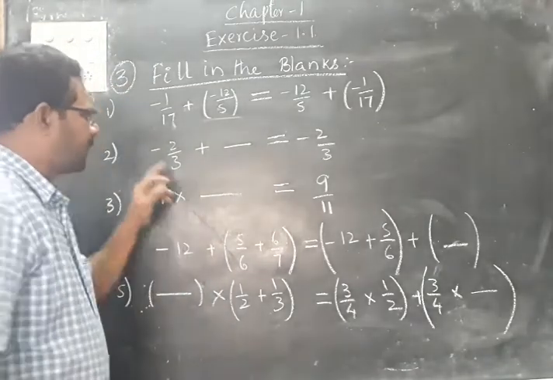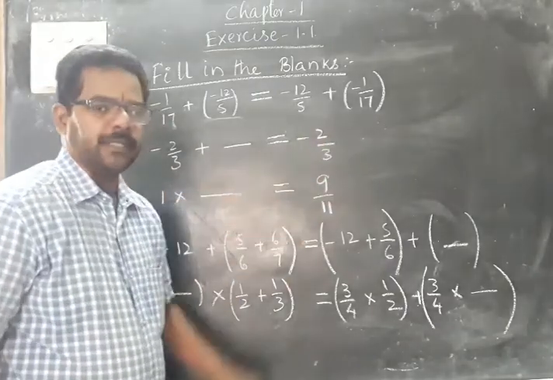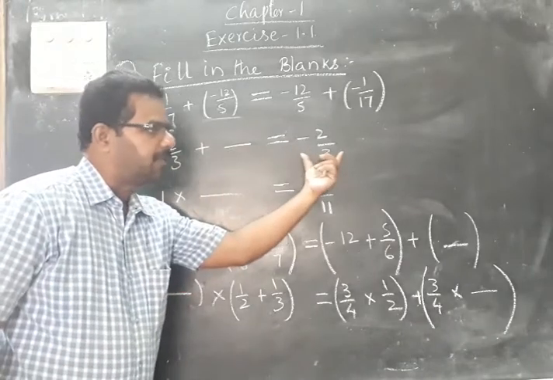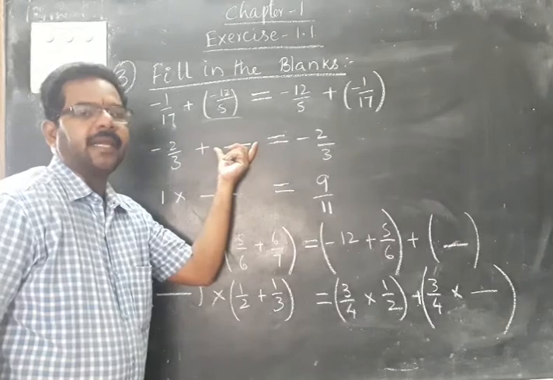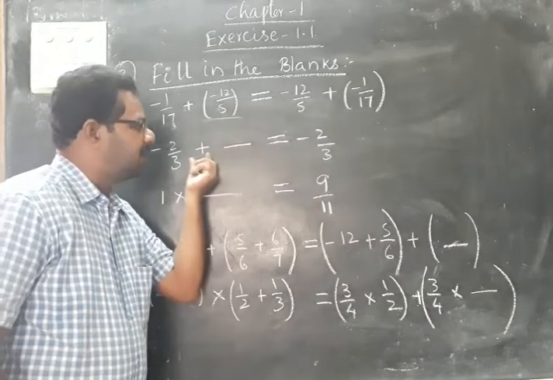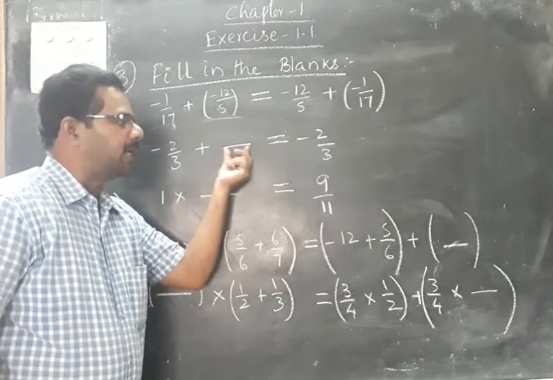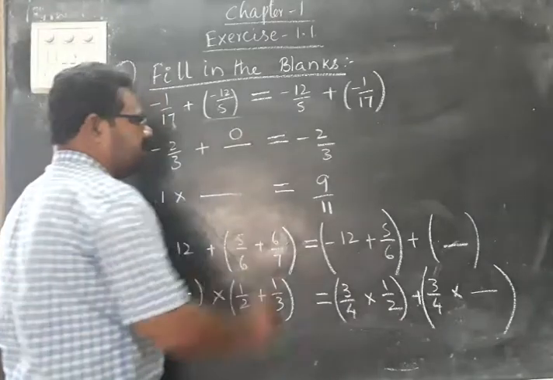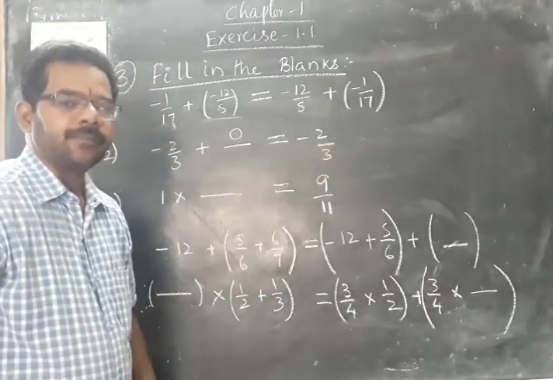And second one, minus 2 by 3 plus dash is equal to minus 2 by 3. If you add some number to a number and you get the same number, then this is an identity. What is the operation here? Plus is the operation here. So additive identity. What is the additive identity? 0. Minus 2 by 3 plus 0 is equal to minus 2 by 3.